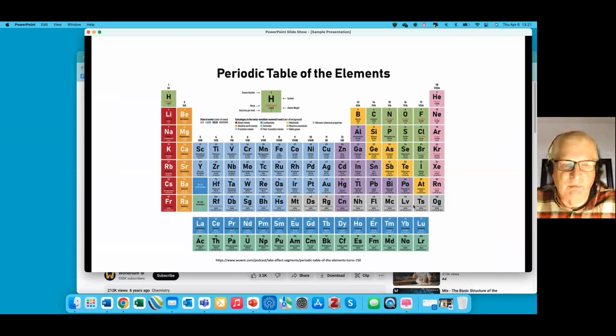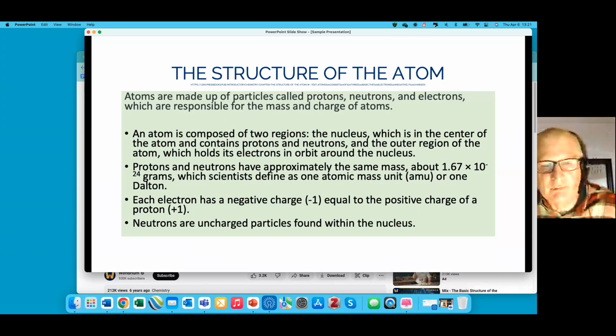So here's some of our reading. Atoms are made up of particles called protons, neutrons, and electrons, which are responsible for the mass and the charge of the atoms. So we have protons that have a positive charge, electrons have a negative electrical charge. And do you know of any other system that has a positive and a negative charge? Okay, so batteries do. That's right. Batteries have a positive side and a negative side. And then magnets, right? You have a magnet that has a positive north side and a negative south side.